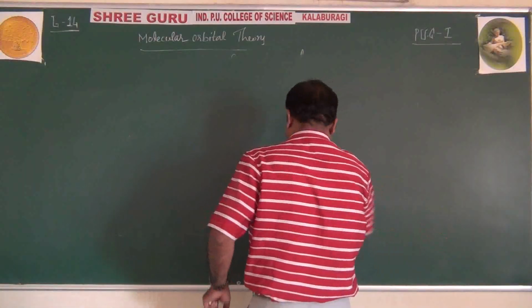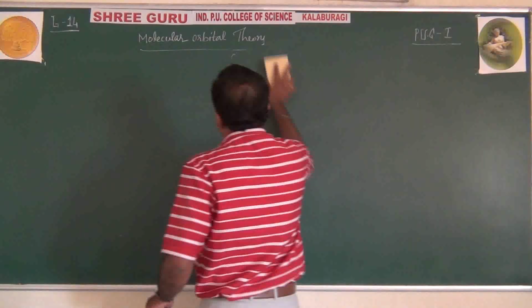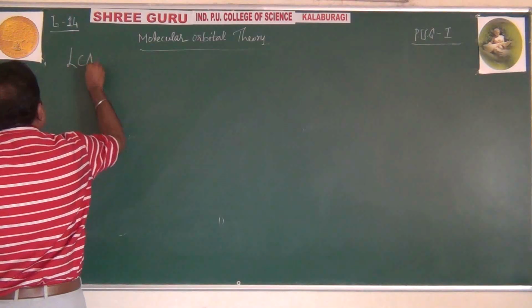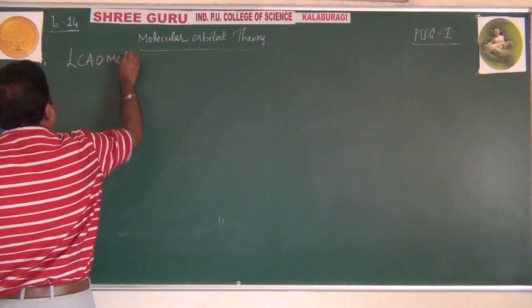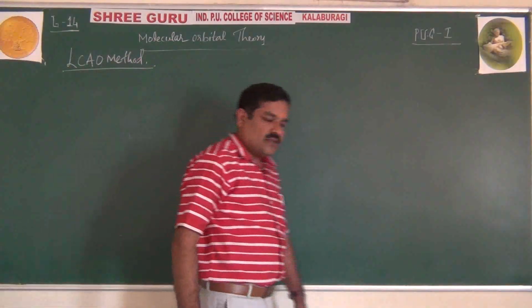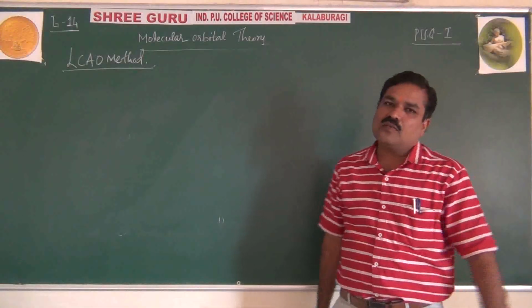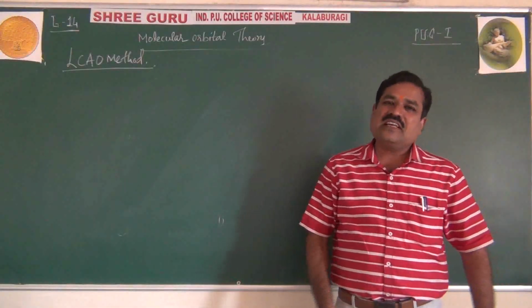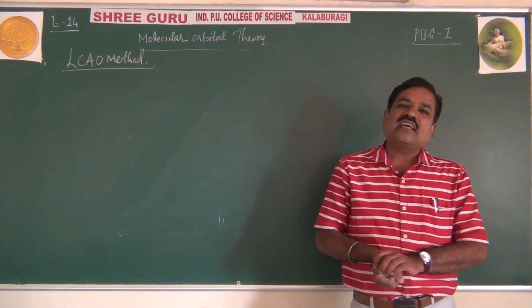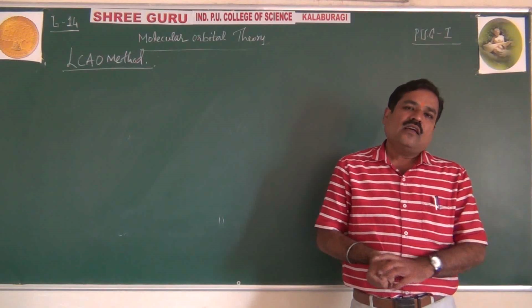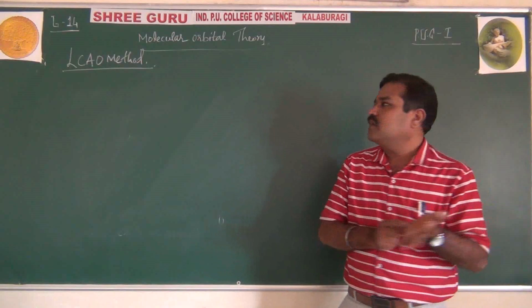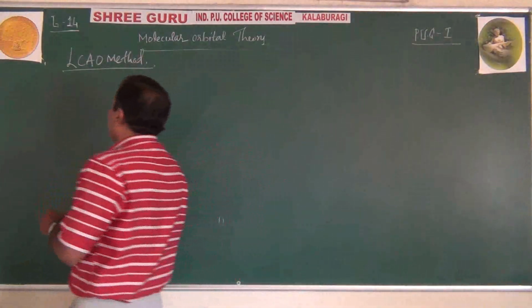Okay students, now what I am telling you, LCAO method, linear combination of atomic orbitals. See, how are molecular orbitals formed? By combination of atomic orbitals. How? Linearly along the internuclear axis or along the sideways. If they undergo linear overlap along the internuclear axis, they form sigma molecular orbitals. If they undergo sideways overlap, then they definitely form pi molecular orbitals. Let us see what this LCAO method is.